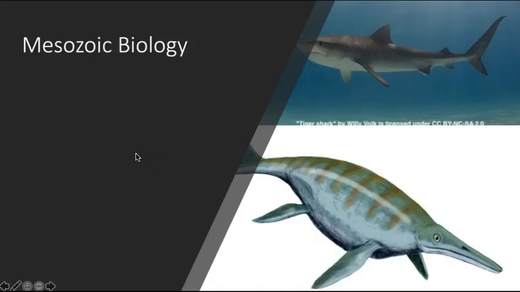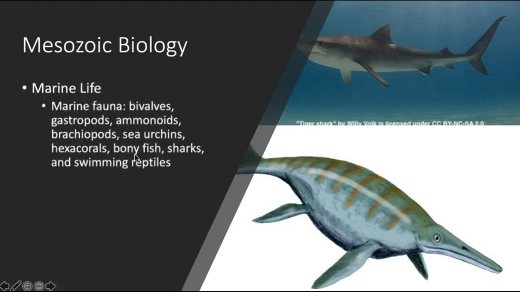Some of the most important groups of marine life of the Mesozoic included bivalves, gastropods, ammonoids, brachiopods, sea urchins, hexacorals, bony fish, sharks, and swimming reptiles. One of the most successful swimming reptiles were Ichthyosaurs. Ichthyosaurs arose from the aftermath of the Great Dying at the end of the Permian and evolved from terrestrial reptiles that returned to the oceans.